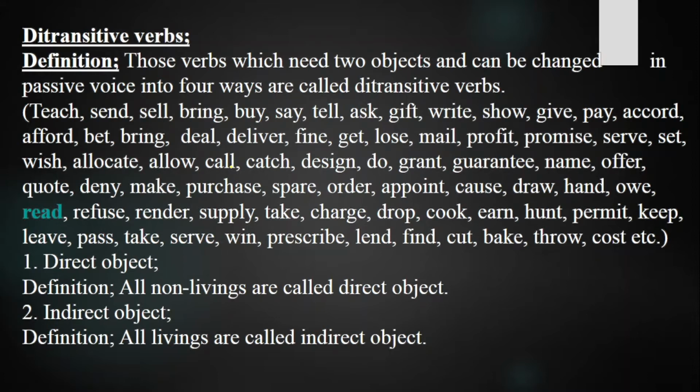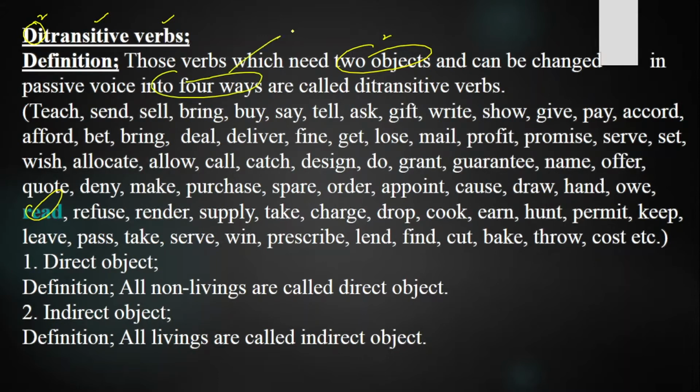Today we'll be discussing the ditransitive verb read, and how we are going to change it from active voice into passive voice in 4 ways. Before starting this, we will take a glance at the definition of ditransitive verbs. Di means two, transitive means which can be changed into passive voice, verb shows an action. Those verbs which need two objects. Keep in your mind, those verbs which need two objects and can be changed into passive voice in 4 ways.